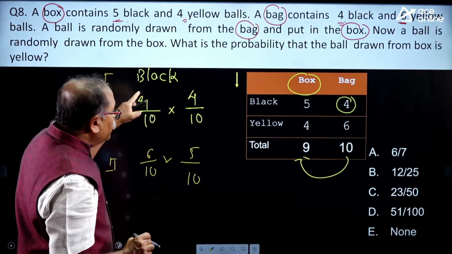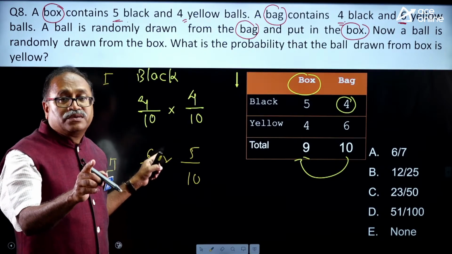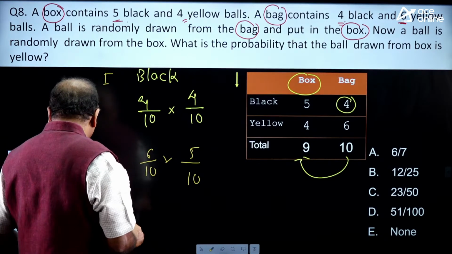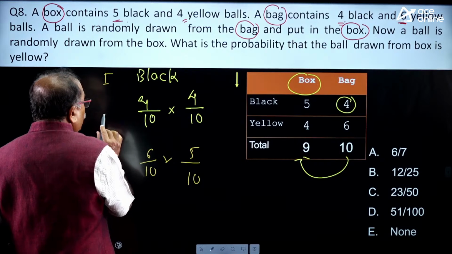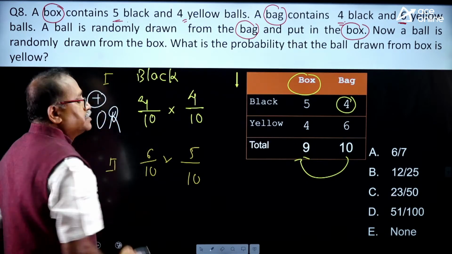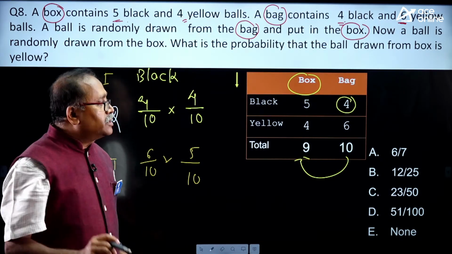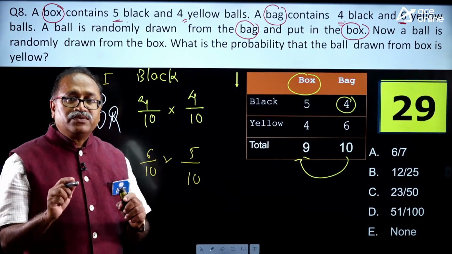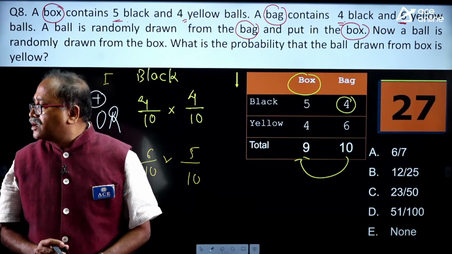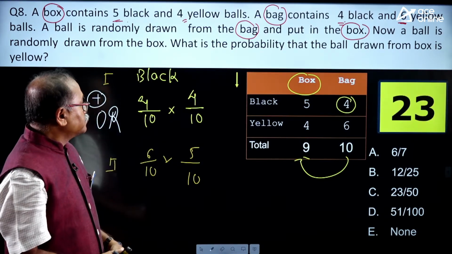Either you will get the first case or you will get the second case. So here it is either-or, and therefore "or" represents a plus. Can you finish from here? I am giving 30 seconds for you to answer the question from here onwards. Come on my friends, try to answer the question.